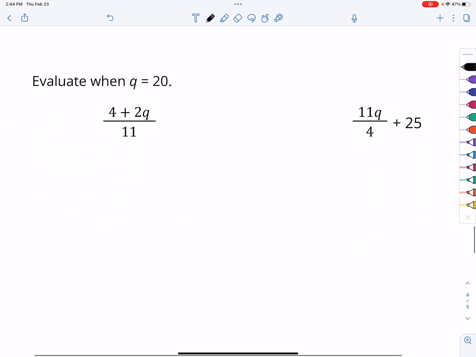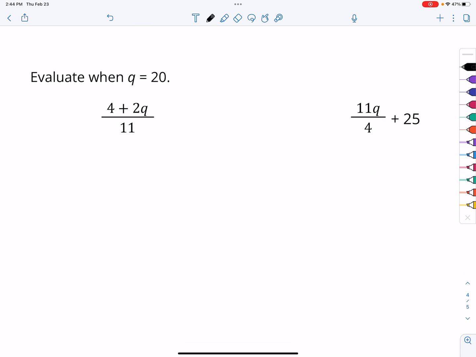So here we have a couple that are a little more complex. The value that we're substituting is 20 in for q. So I'm going to rewrite this: 4 plus 2 times 20 divided by 11. Now, in this one, we have our big fraction bar, and this big division bar means that we are dividing everything that is above that bar. So before I can divide by 11, I need to evaluate the whole numerator first.